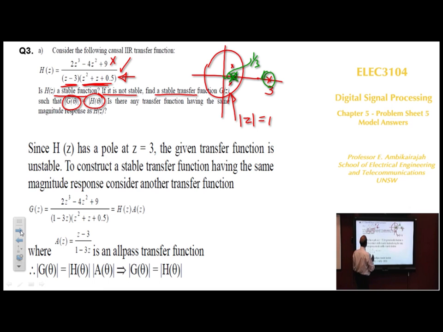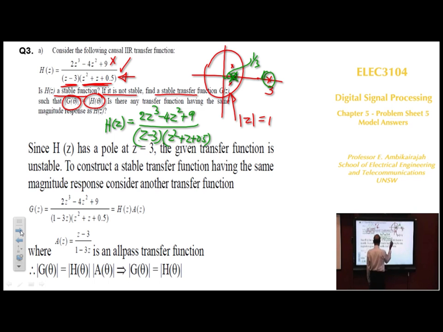So what we need to do is, we start with our function H(z), which is equal to 2z cubed. We don't need to worry about this at all. This does not contribute to any stability at all. Divided by 9 times (z minus 3) times (z squared plus z plus 0.5). We need an all pass filter which cancels this out, and at the same time is a stable filter. So we put in z minus 3 here, that is a zero, over 1 minus 3z, that's the pole.